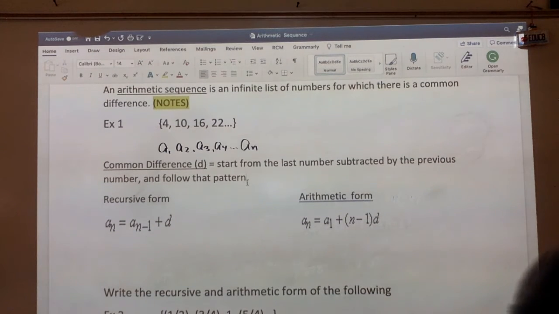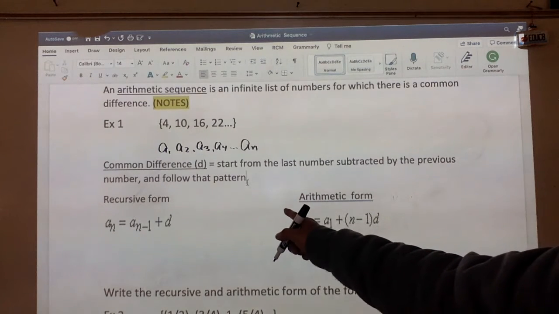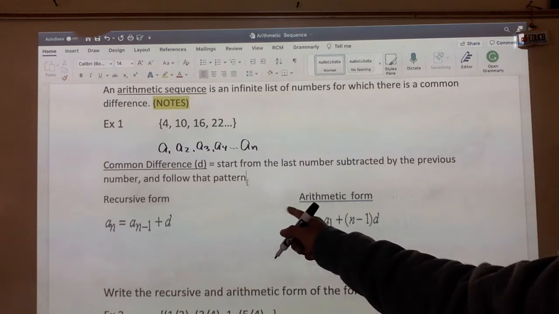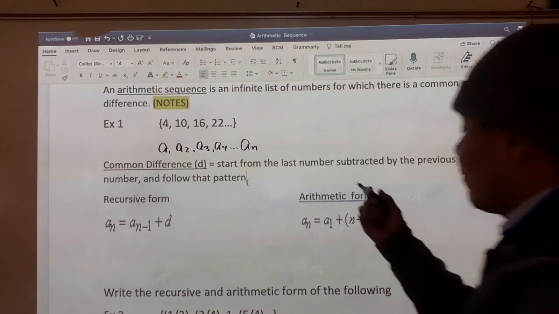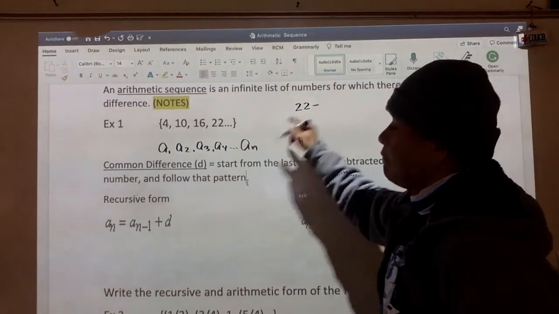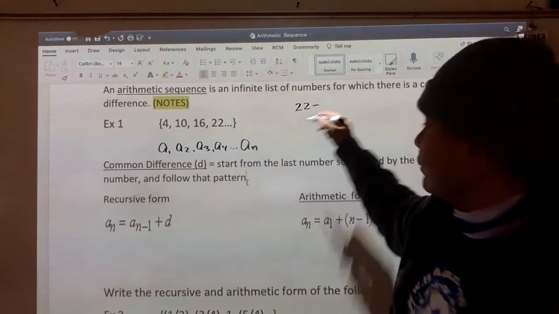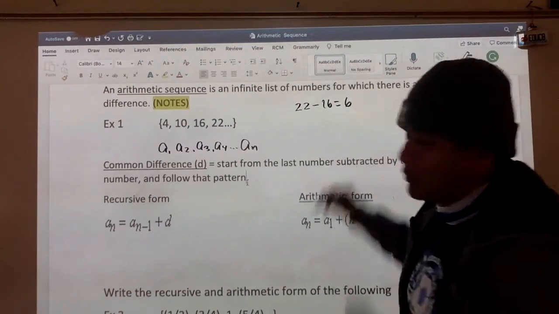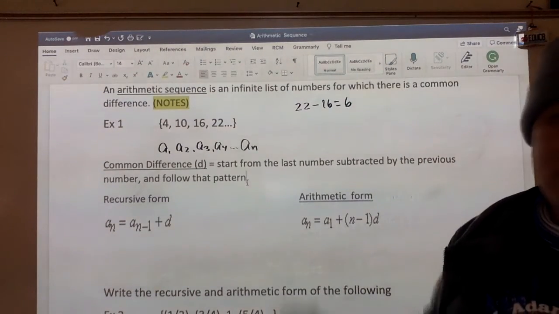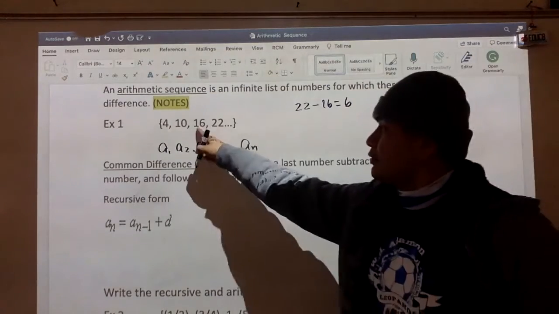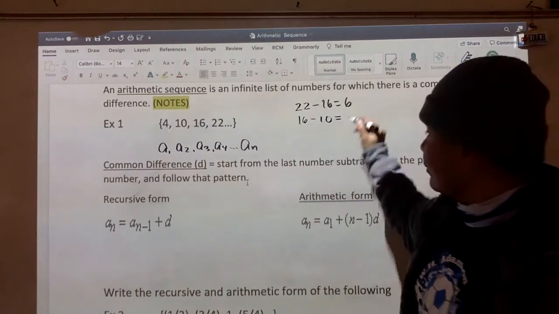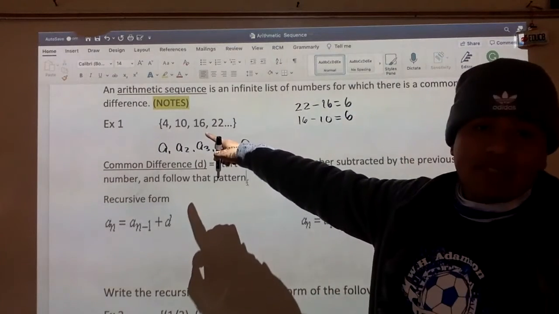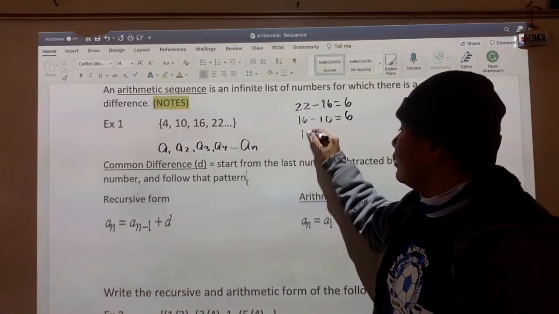In order to actually solve this sequence, I've got to find the common difference. According to my definition, it says start from the last number, subtract it by the previous number, and follow the pattern. So for this problem, the last number is 22. I'm going to subtract it by 16, the previous number, which gives me 6. I will keep doing it until I do all of them. 16 minus 10 gives me 6. The last set of problems, 10 minus what?